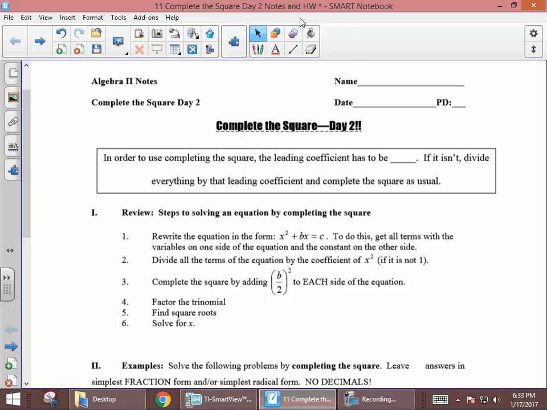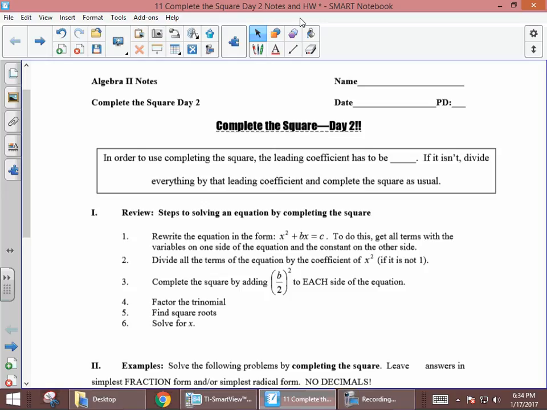All right, Algebra 2. This is Complete the Square Day 2. Hopefully you've done the Complete the Square Day 1 problems with the practice, all the work with the notes and the practice answers themselves. They are all on Canvas, and you can get on there to check to see how you've done.